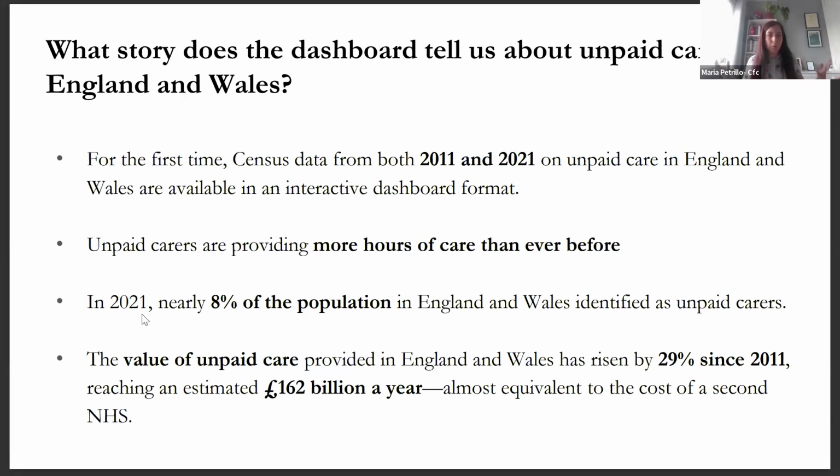So one might ask, okay, what does this dashboard help us to understand about unpaid care? And let me give you a summary of what we can explore via the dashboard. So first of all, the dashboard confirms some important national trends. For example, more people are providing more hours of care than ever before. In 2021, around 8% of the population in England and Wales identified themselves as unpaid carers. But those are things that we all know. It was the main, key message from the census when the census came out.